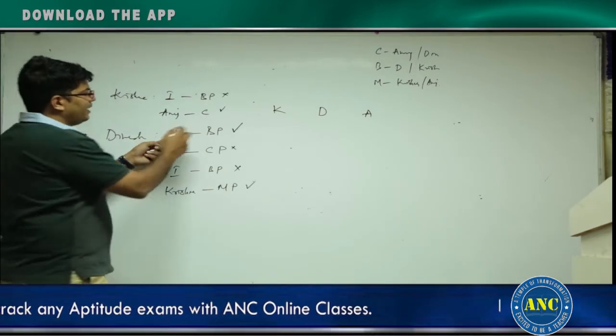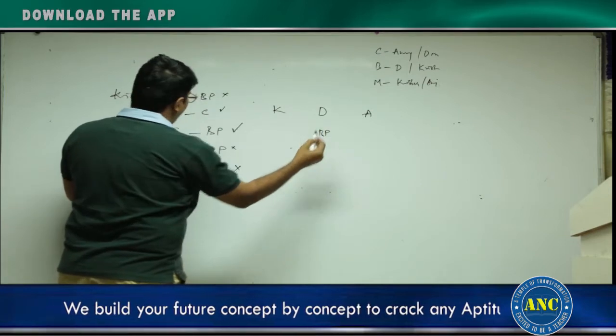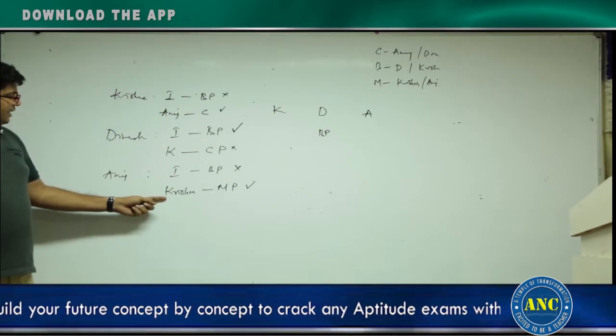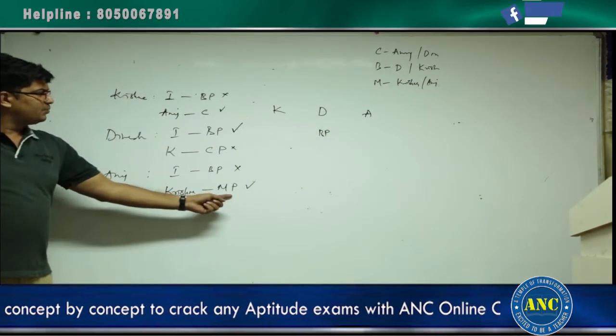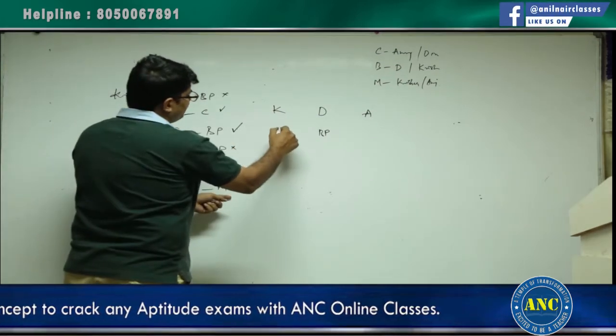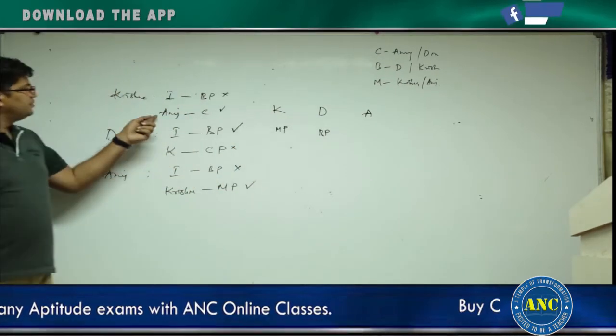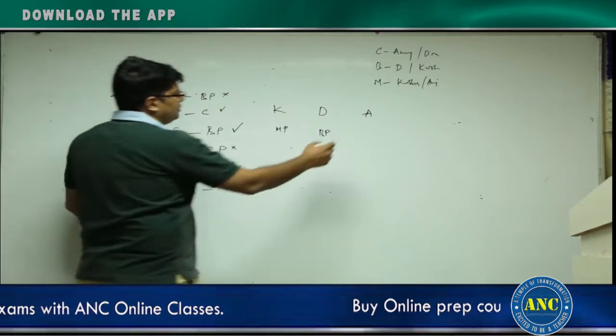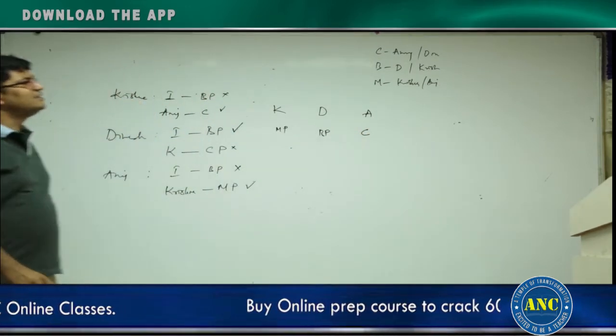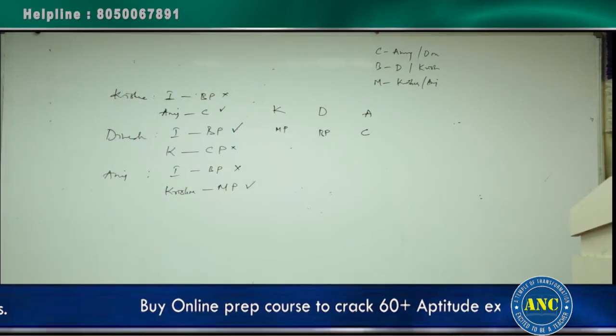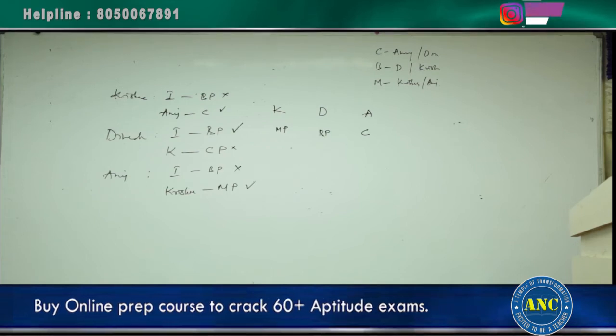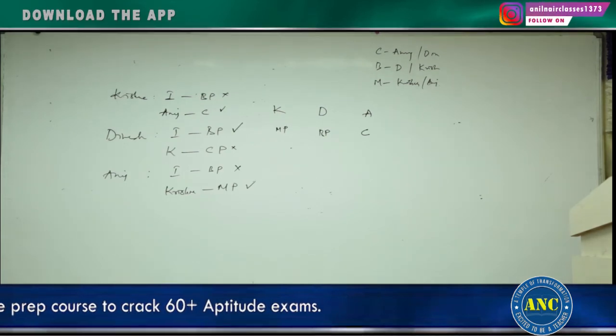Dinesh says, I am a biology professor. Okay. Anuj says, Krishna is a maths professor. And Anuj is a chemistry professor. That's a perfect answer. That's it. You're done.